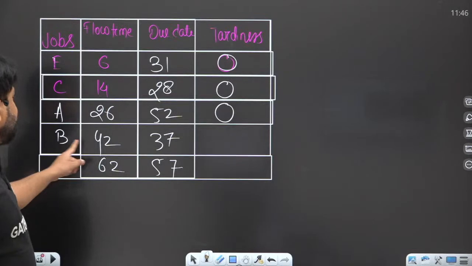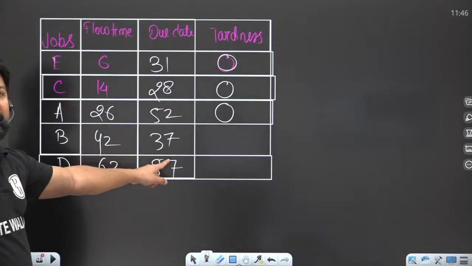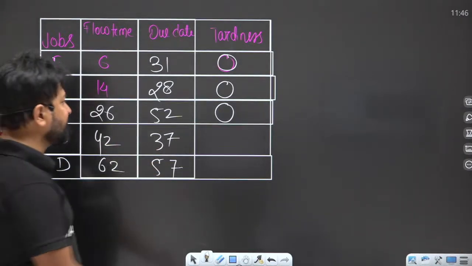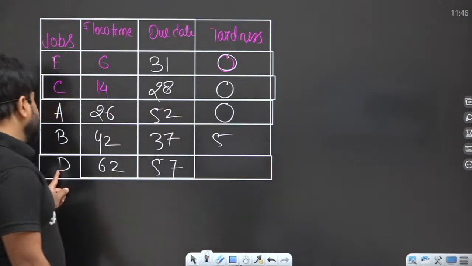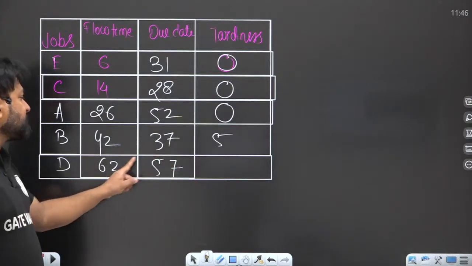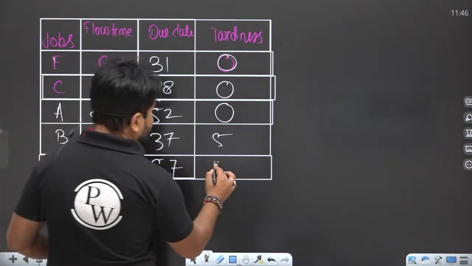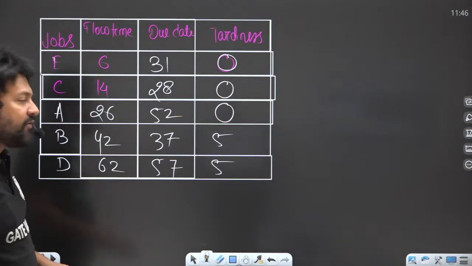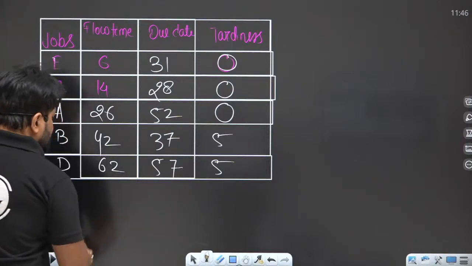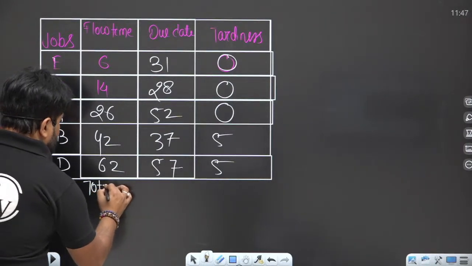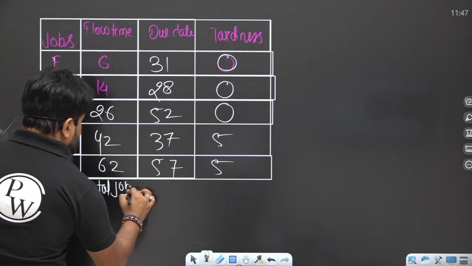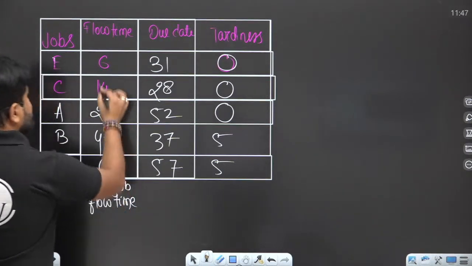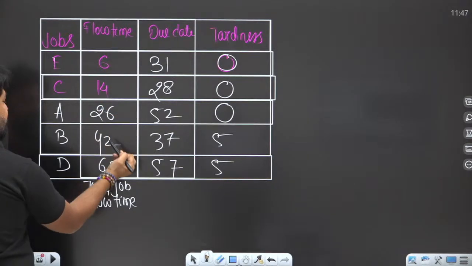Now here, my dear student, B is going to be late. By how much? 42 minus 37, that is 5. D is also going to be late because it takes more than due date time. How much? 5. So how many jobs are going to be delayed? 2. Find out the total job flow time. Now total job flow time is 6 plus 14 plus 26 plus 42 plus 62.